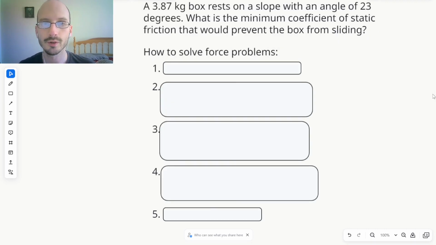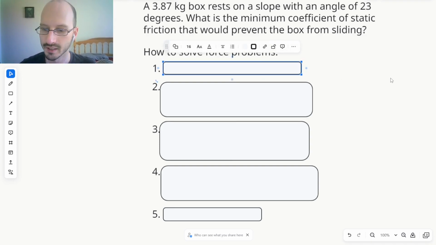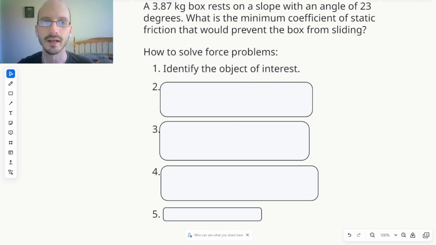Every force problem follows the same general procedure. If you follow this procedure, you'll be able to solve force problems no matter what forces there are, be they tension, be they weight, spring force, you name it. So what is this process? Well, the first step is to identify the object of interest. This is the object that is important. It's what the problem is about.